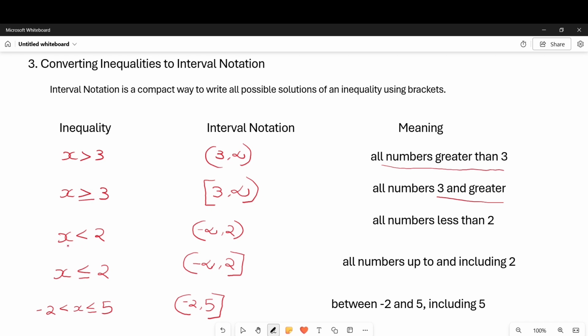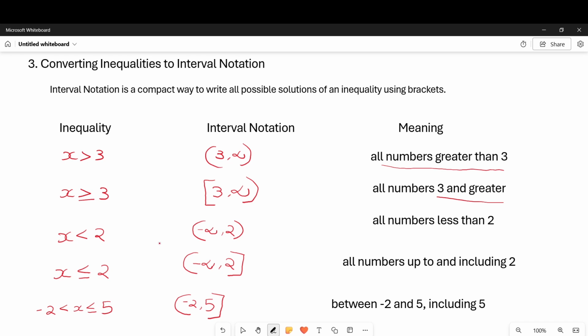So third example, x less than 2. X less than 2 means x has all the values which are less than 2. 2 is not included because there is no equal symbol here. So when we go to interval notation, we write negative infinity first, because it's on the left hand side. Negative infinity gets an open bracket, because we cannot include negative infinity, so we use an open bracket.